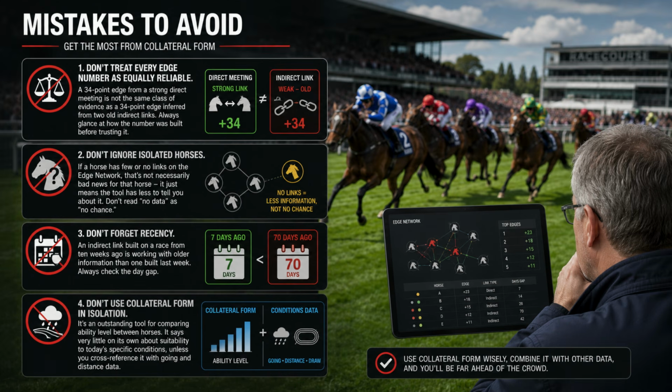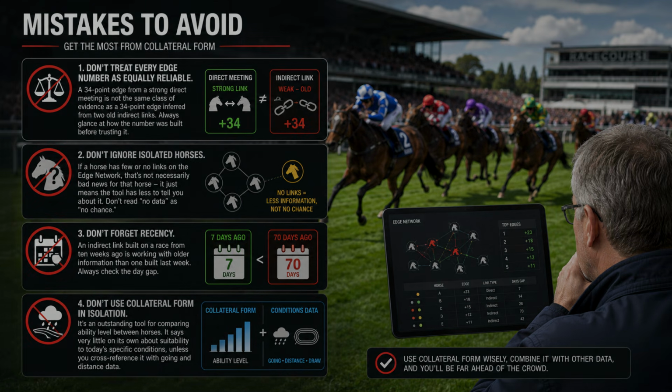Don't use collateral form in isolation. It's an outstanding tool for comparing ability levels between beaten horses. It says very little on its own about suitability to today's specific conditions unless you cross-reference it with the going and distance data. That's collateral form, fully unpacked: what it is, why the underlying logic actually holds up, how professional bookmakers use the same thinking to build their prices, the real difference between direct and indirect links, and exactly what makes up a single edge number every time you see it.